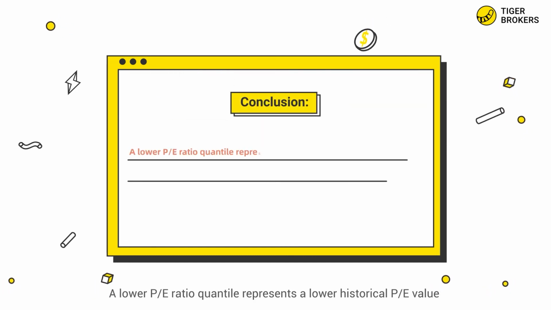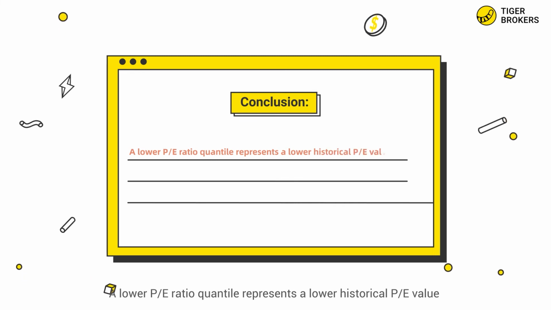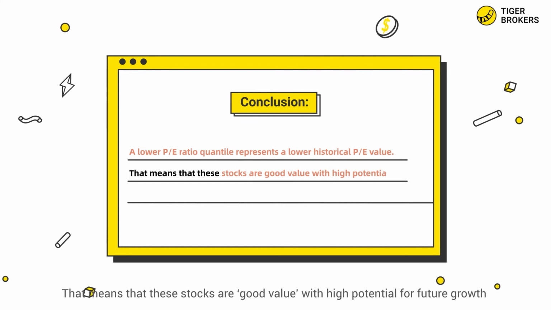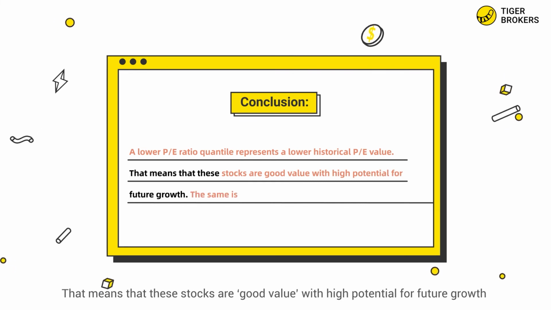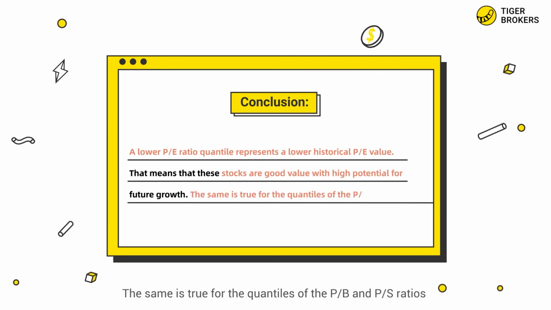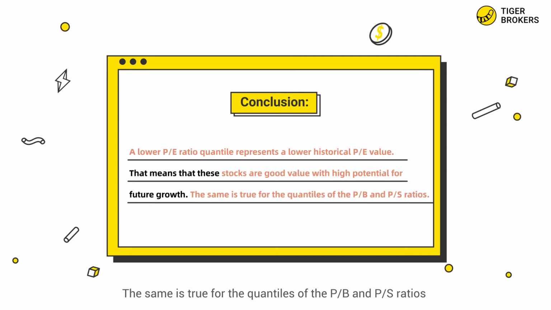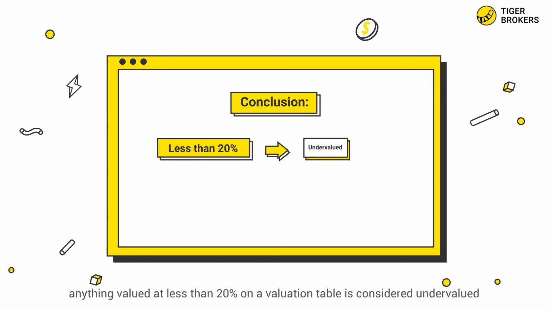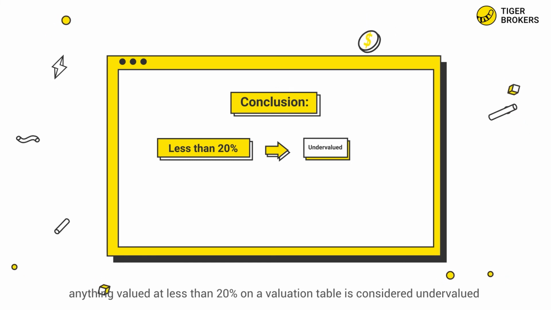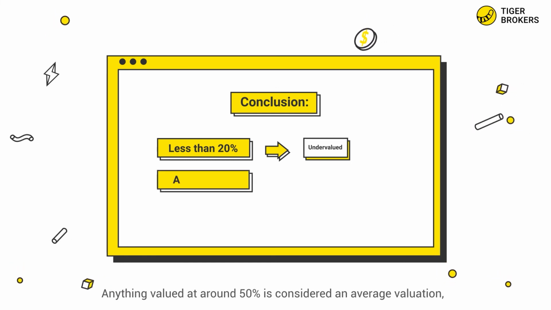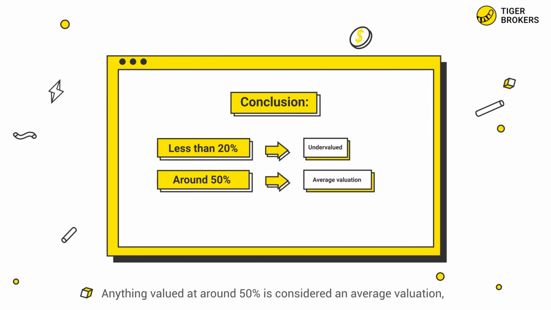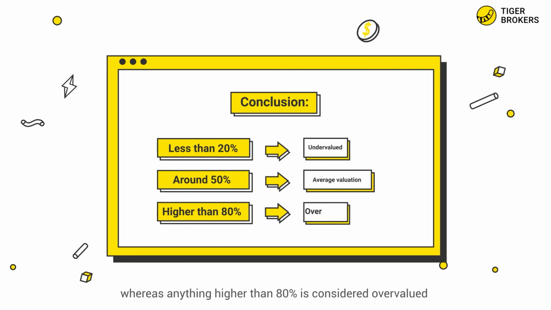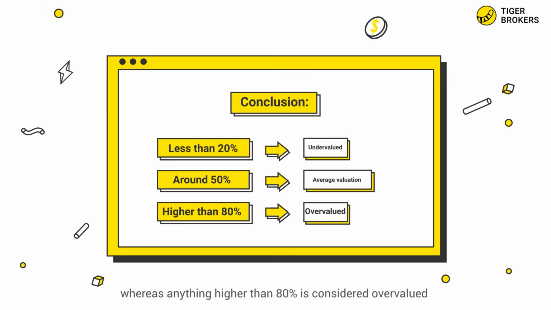A lower PE ratio quantile represents a lower historical PE value. That means that these stocks are good value with high potential for future growth. The same is true for the quantiles of the PB and PS ratios. Generally speaking, anything valued at less than 20% on a valuation table is considered undervalued. Anything valued around 50% is considered an average valuation, whereas anything higher than 80% is considered overvalued.